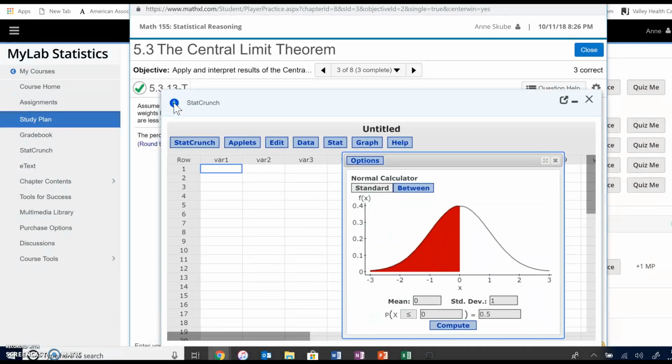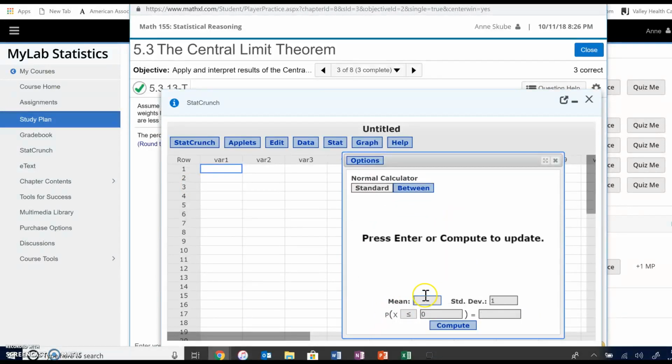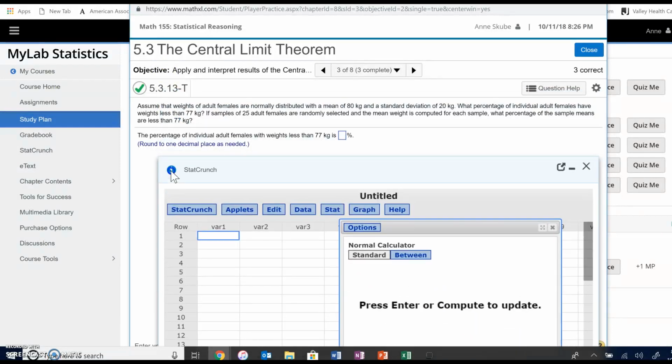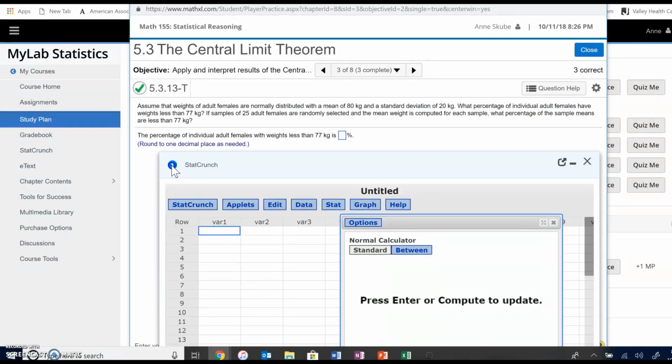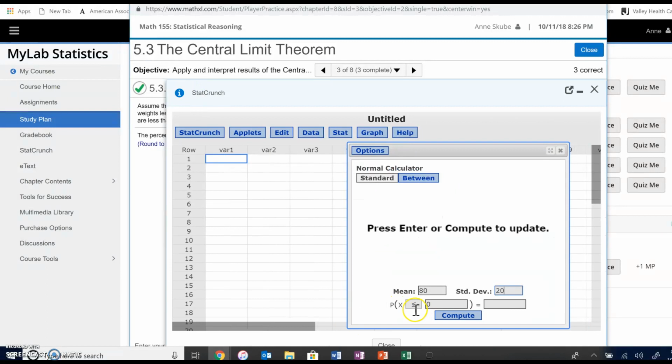So 80 and 20. We're going to go down here to the mean, get rid of that 0, and put 80. And we're going to go over to the standard deviation here, and put 20. The question is also asking us for the percentage of individual adult females with weights less than 77. So we are going to make sure that the population X is less than 77.